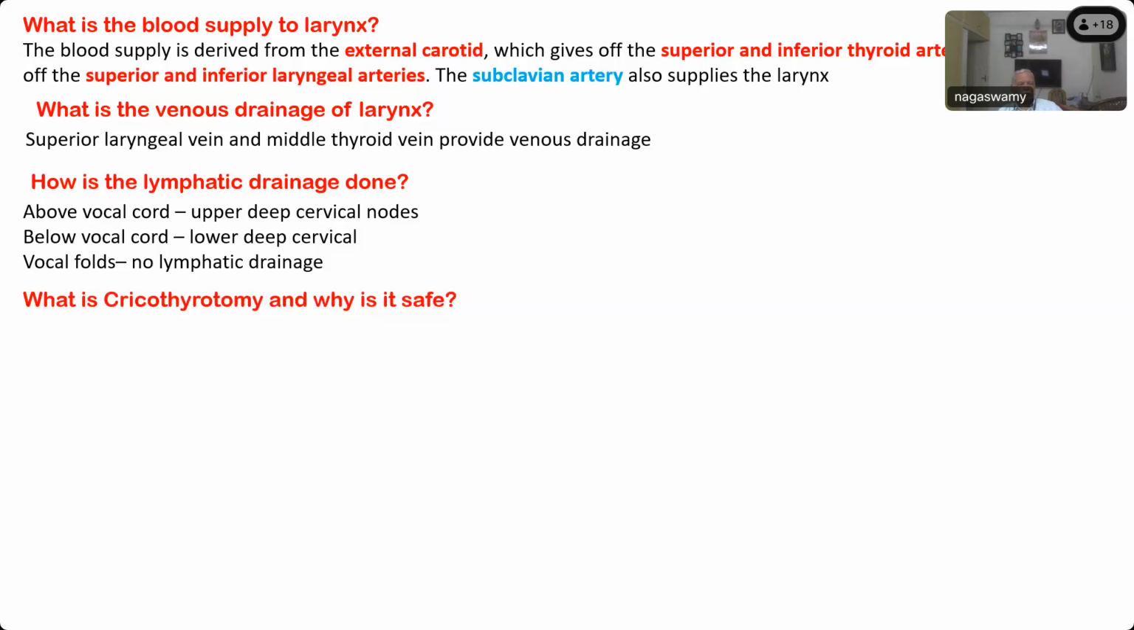It cannot spread outside. And what is cricothyrotomy and why is it safe? When will you do a cricothyrotomy?